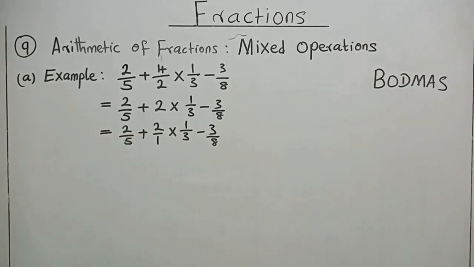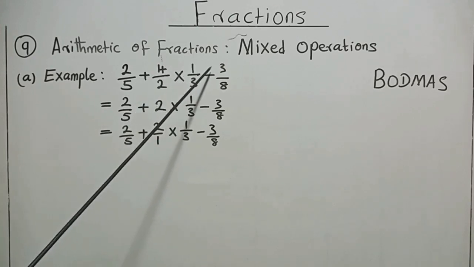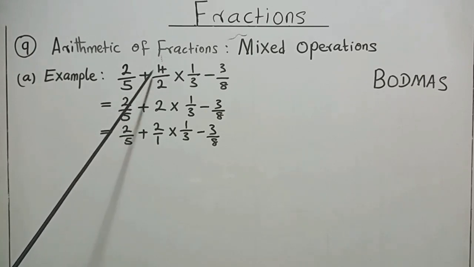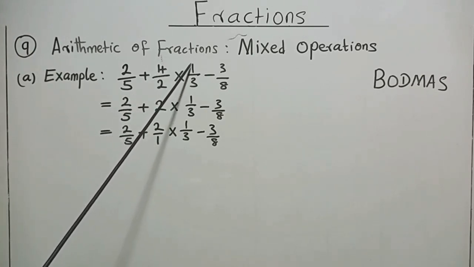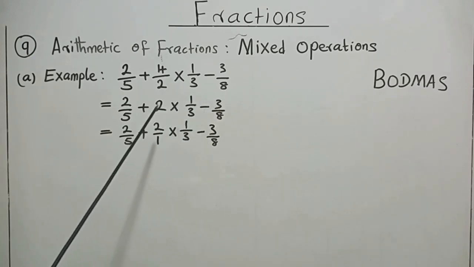Here, we bring forward the last thing we saw, and that was 2 over 5 plus 4 over 2 times 1 over 3 minus 3 over 8. I hope you recall. Okay, so next, this 4 over 2 is equal to 2. That is what brought this next line into being. 2 over 5 is still where it is, but this has become 2. 1 over 3 is still where it is, and then 3 over 8 is still where it is.